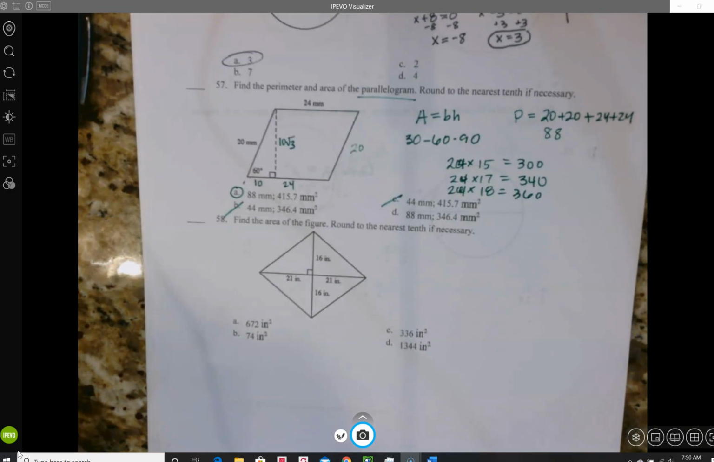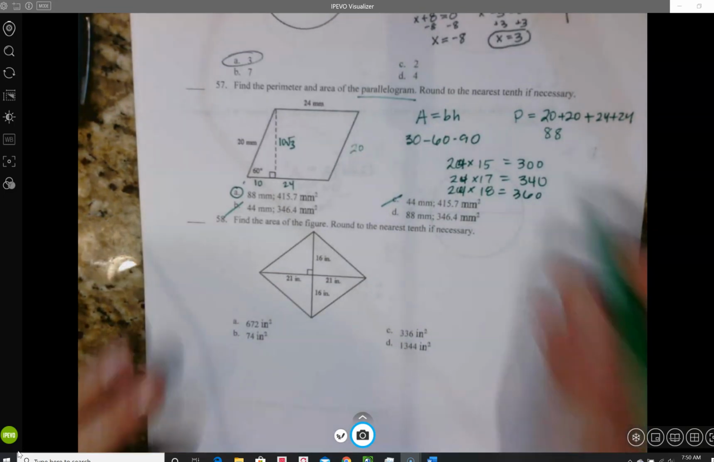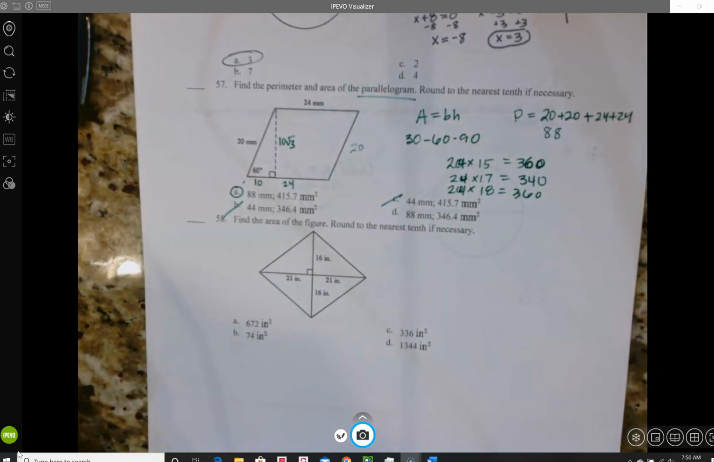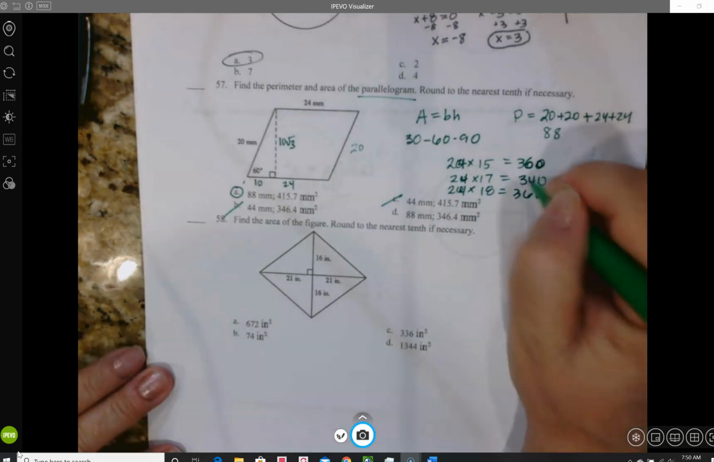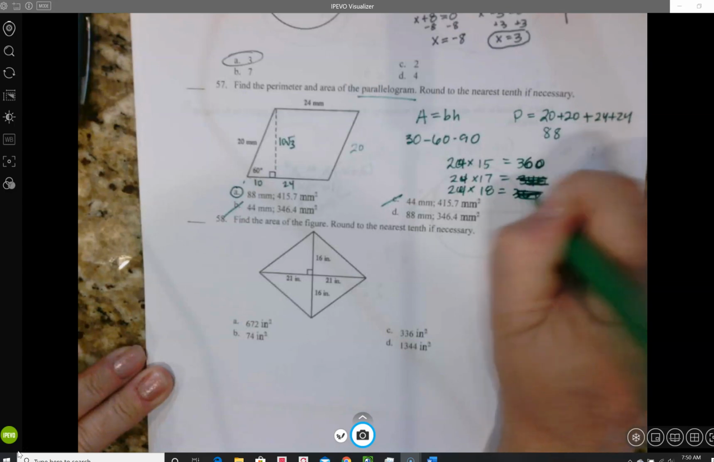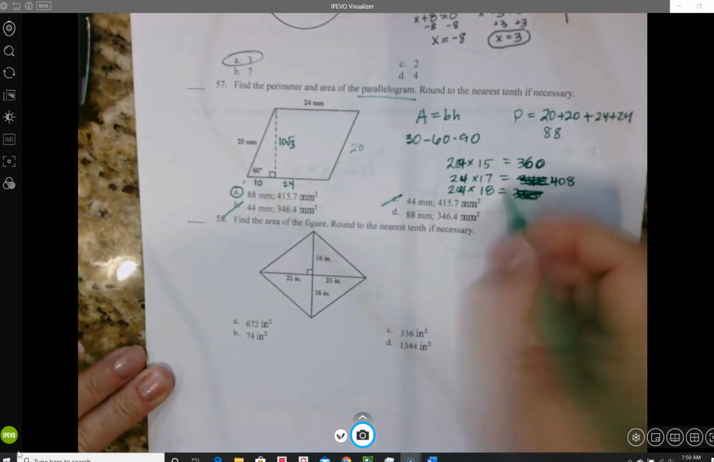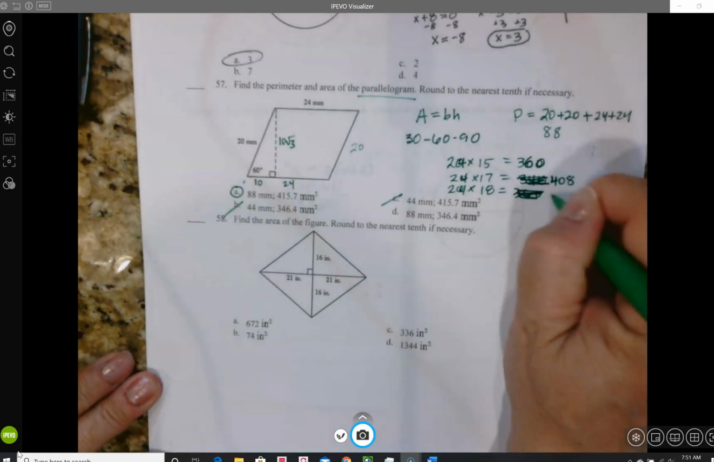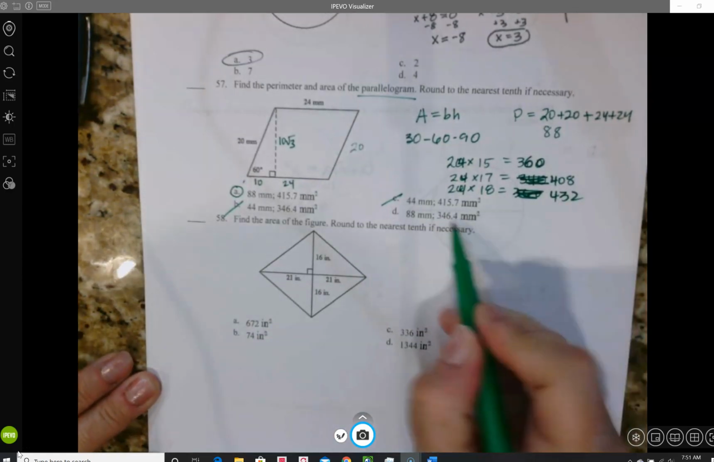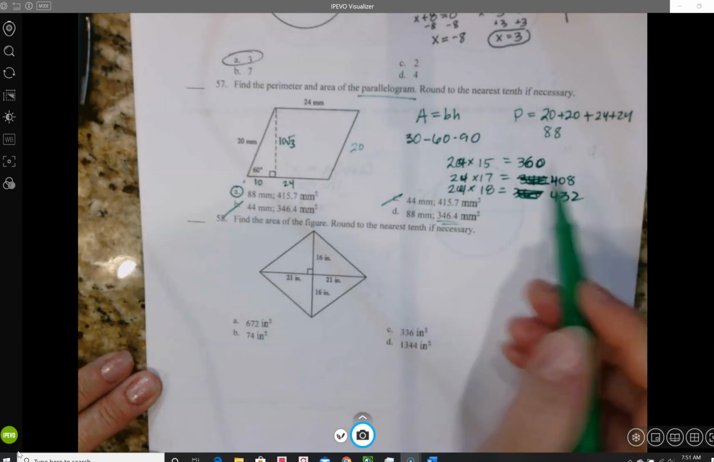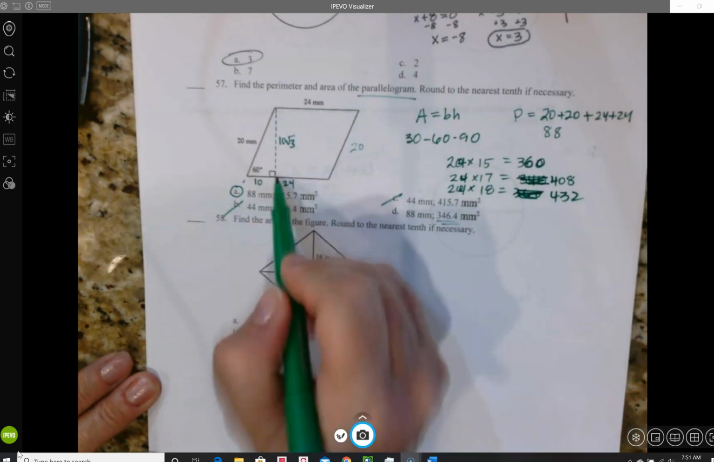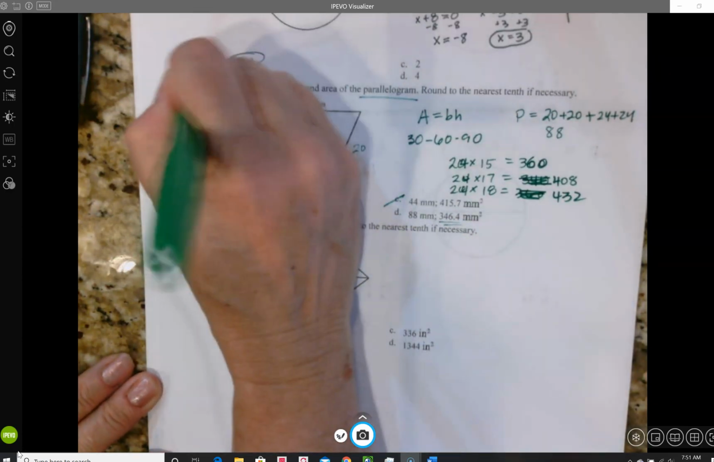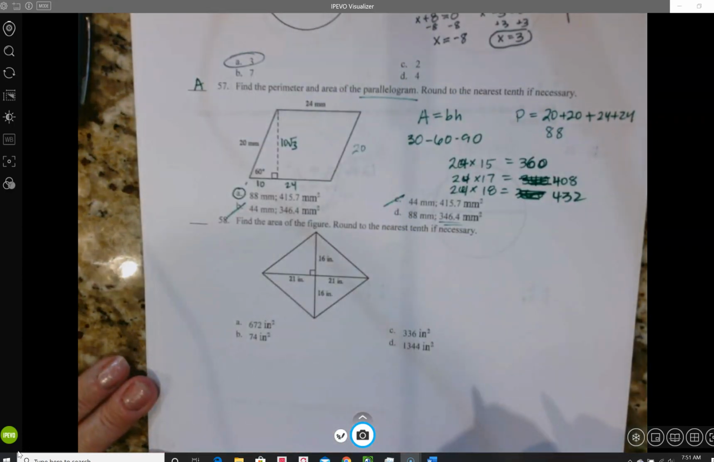So 24 times 15 is 360, and 24 times 17 is 408. And then 24 times 18 is 432. So I'm looking at 346 here, and you know, that just seems too low. So if I'm estimating, the best estimate is going to be to go with choice A also.